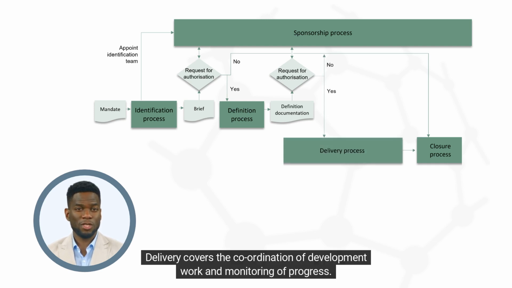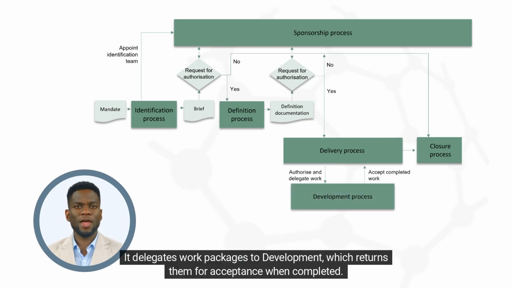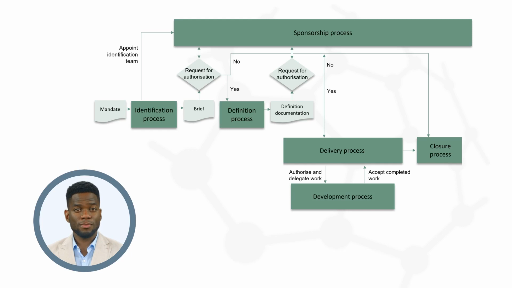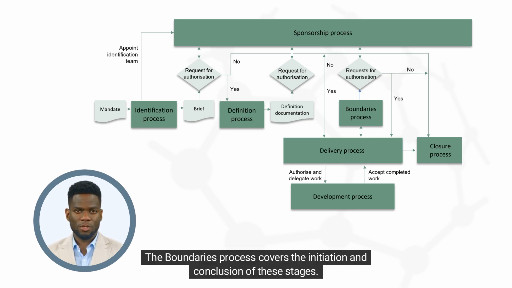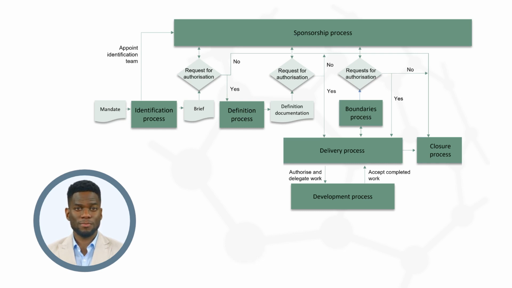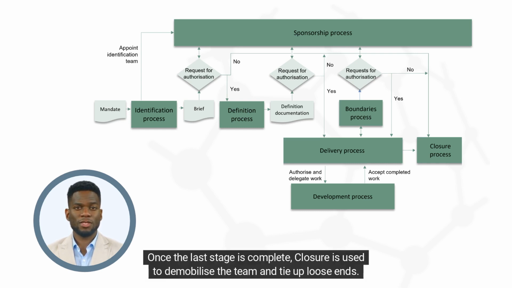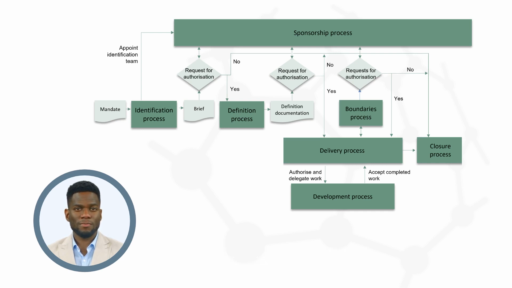Delivery covers the coordination of development work and monitoring of progress. It delegates work packages to development, which returns them for acceptance when completed. On larger projects and all programs, it will be necessary to break delivery down into 2 or more stages. The boundaries process covers the initiation and conclusion of these stages. Once the last stage is complete, closure is used to demobilize the team and tie up loose ends.